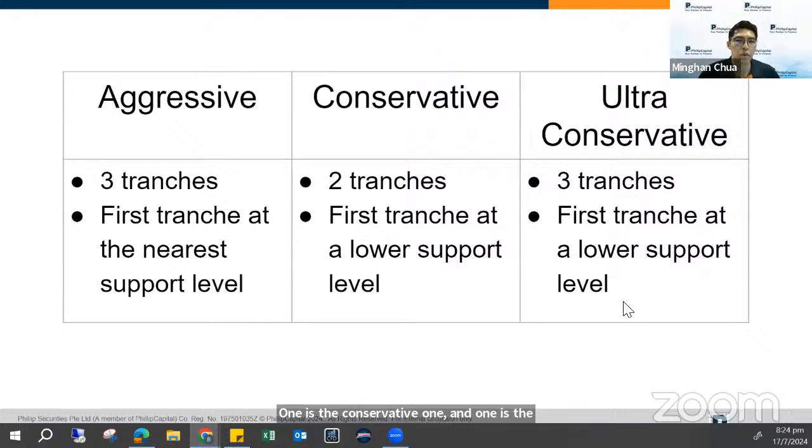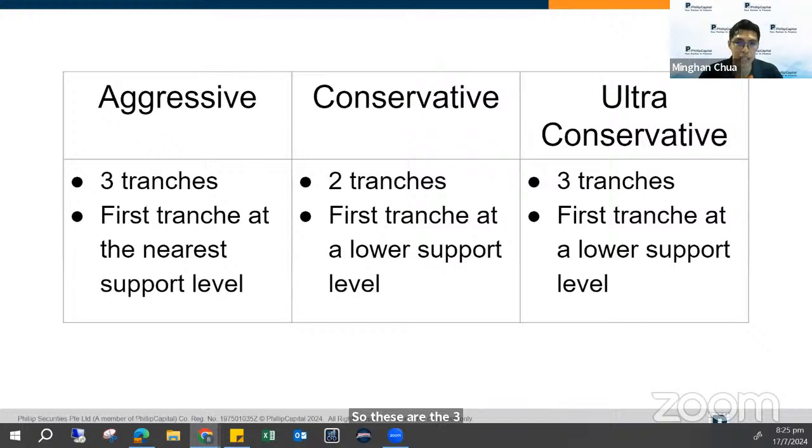The aggressive one will do it this way. The aggressive one will have three different tranches. It will buy the first tranche at a higher level, and then when it goes to the next two levels, they will continue to buy the second and third tranche. So the aggressive one, you'll buy your first tranche at your nearest support. The conservative one will buy at a lower support level. The ultra conservative one will buy at the lower support level, but this time he will split it into three tranches. So these are the three examples.